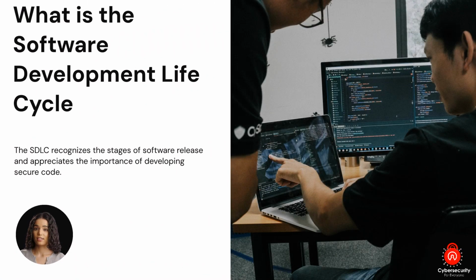What is the SDLC? By following a systems or software development life cycle, SDLC, the solution being developed has a better chance of being implemented successfully. The objectives of the SDLC and maintenance are to understand the rationale for the system's development lifecycle. The SDLC recognizes the stages of software release and appreciates the importance of developing secure code. The process allows the users to be aware of the most common application development security faults and explains the cryptographic components by developing policies related to the system's acquisition, development, and maintenance.